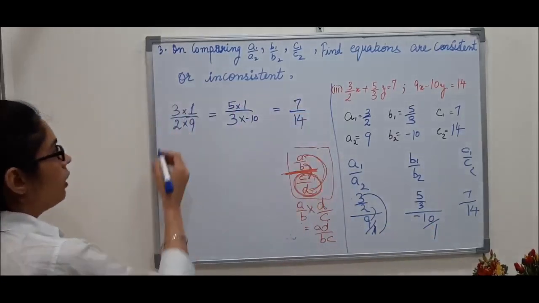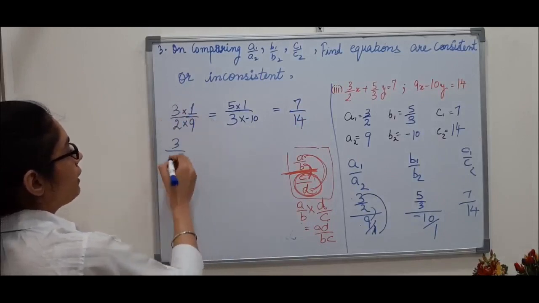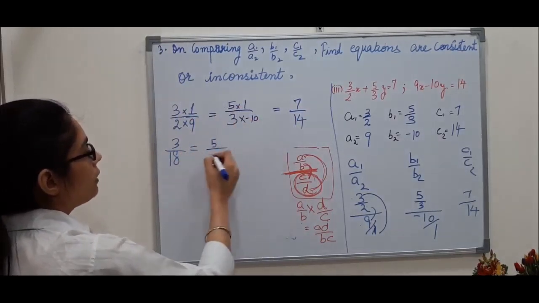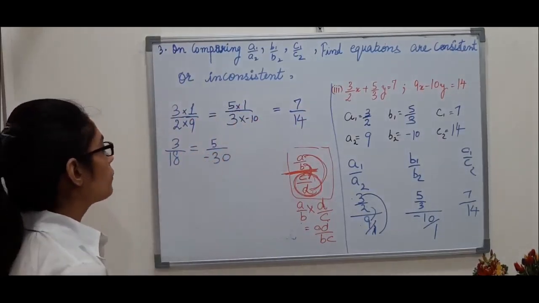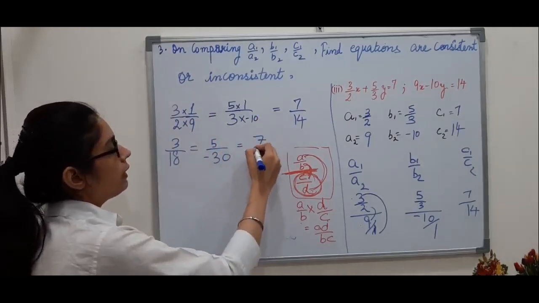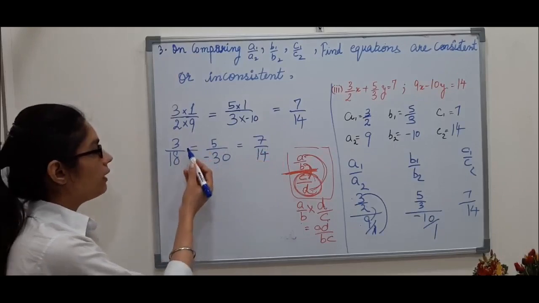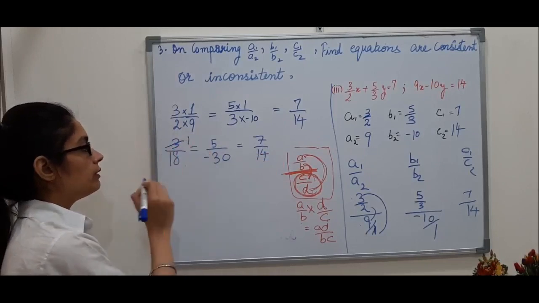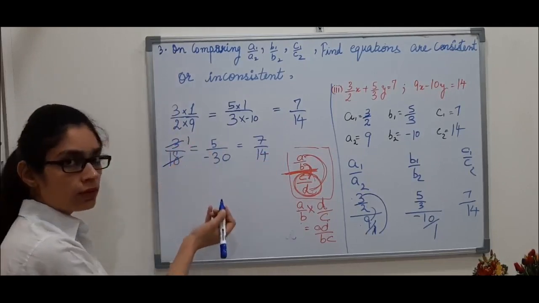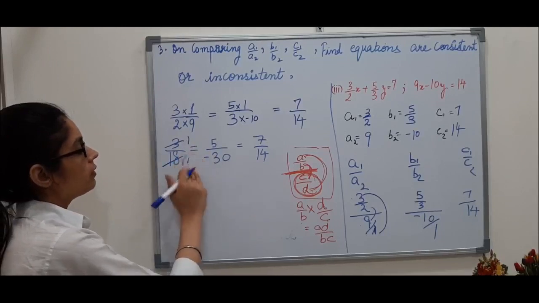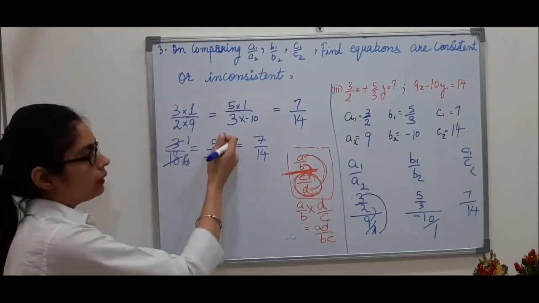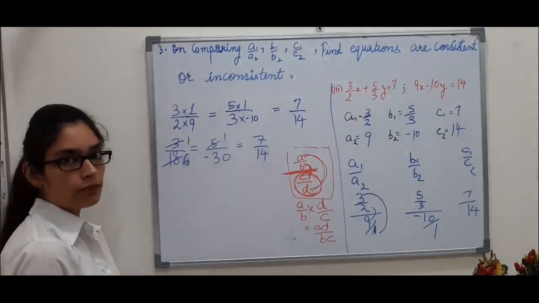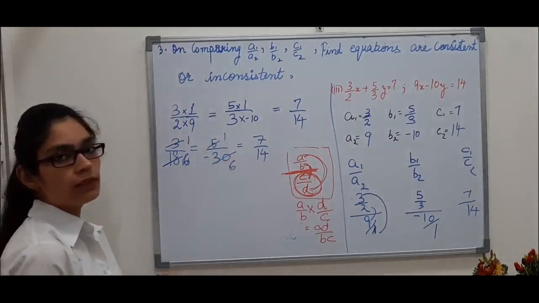So we will simplify all. 3 into 1 is 3, 2 into 9 is 18. 5 into 1 is 5 and 3 into minus of 10 is minus of 30. This will be 7 by 14. Let's simplify it. Both are the multiples of 3. We'll cancel it on 3's table. 3 into 1 is 3, 3 into 6 is 18. Both are the multiples of 5. 5 into 1 is 5 and 5 into 6 is 30.